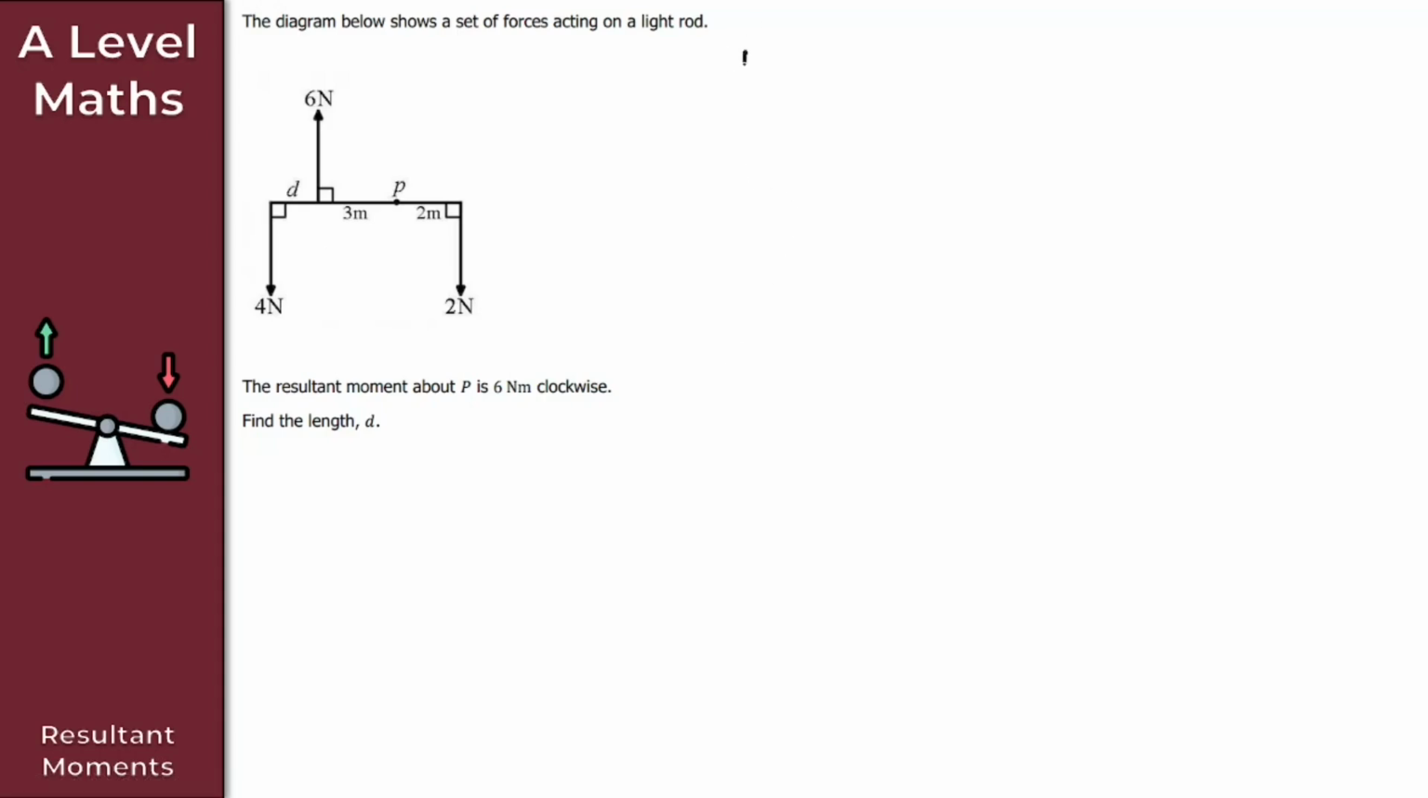So let's start by finding the moment of this 4 Newton force.